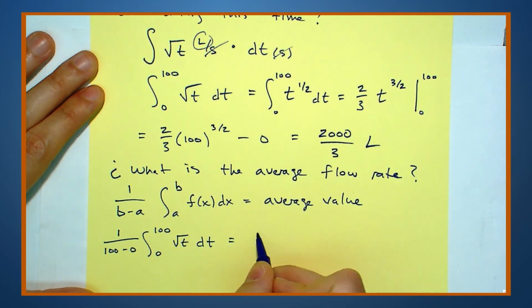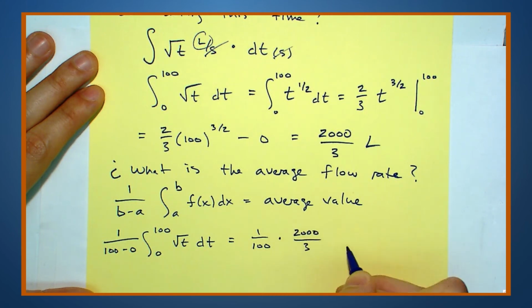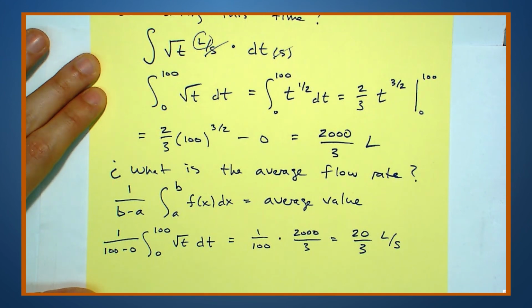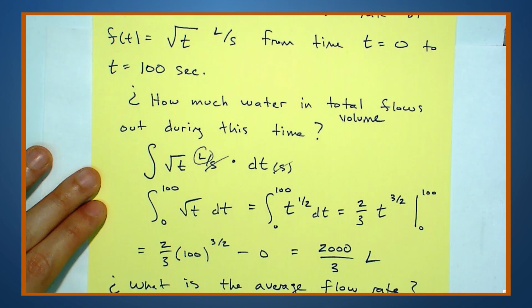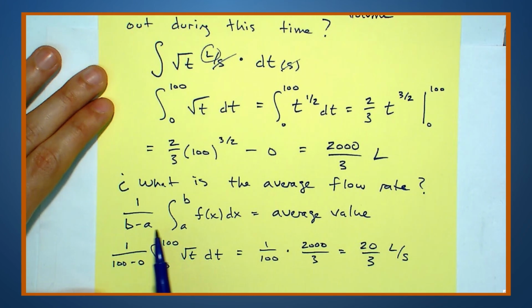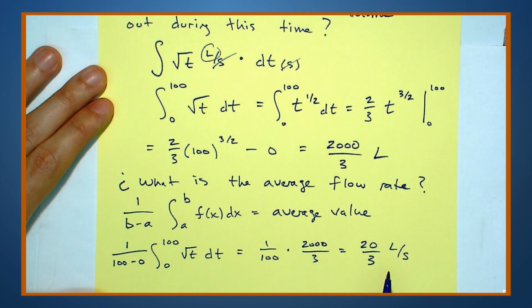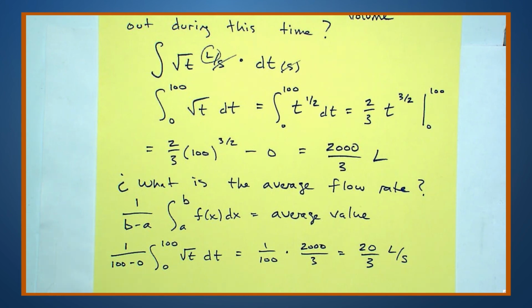So the average flow rate is 1 over 100 times 2,000 over 3. Let me cancel some zeros. I get 20 over 3. We divided by a time here, so my units are back to liters per second. So to summarize, we started with information about a flow rate in liters per second. We integrated it to get a volume. Total volume of flow was 2,000 over 3 liters. And then I could divide by a time again if I want to find the average flow rate, 20 over 3 liters per second. These are just some of the things you can do with integrating rates of change.